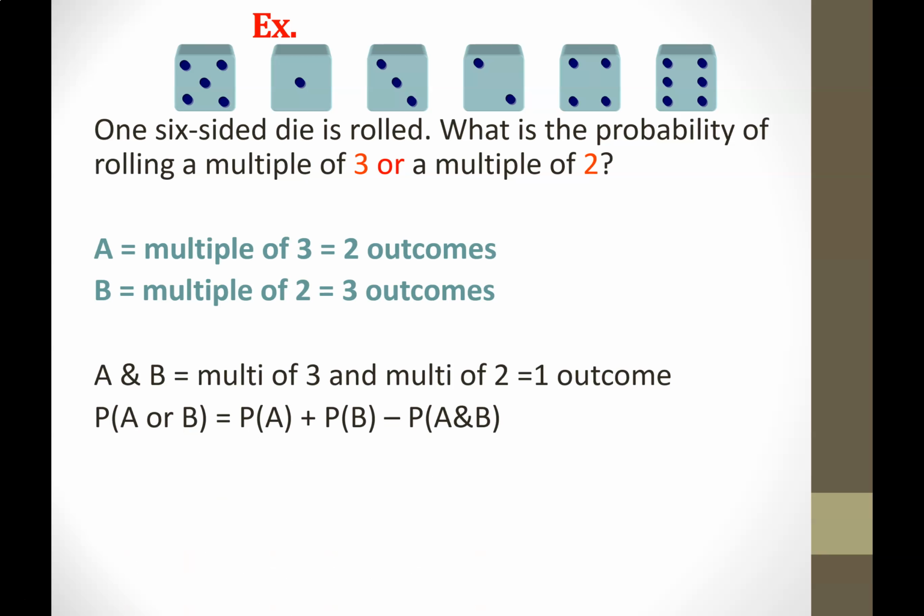Let's go ahead and plug it into our formula now. So you should have 2 over 6 plus 3 over 6 minus the 1 over 6, which is 2 over 3. Make sure you always simplify.